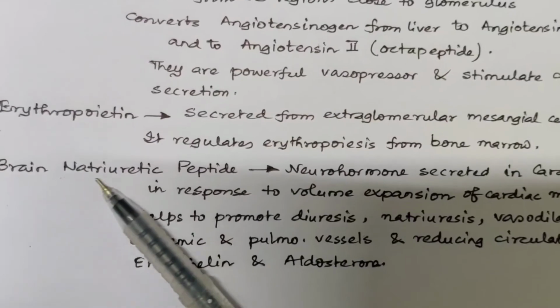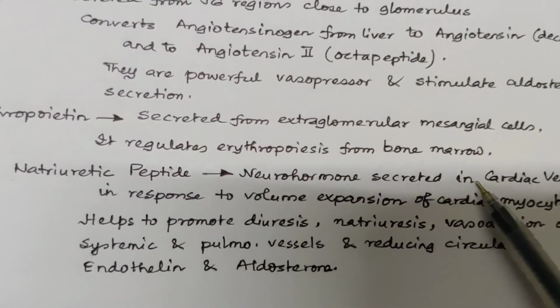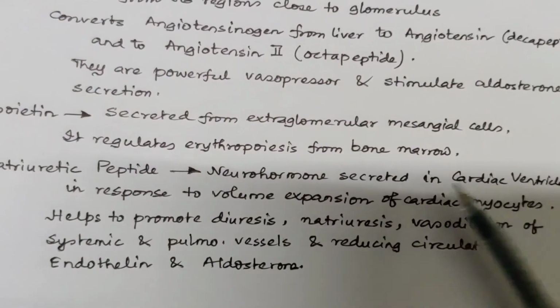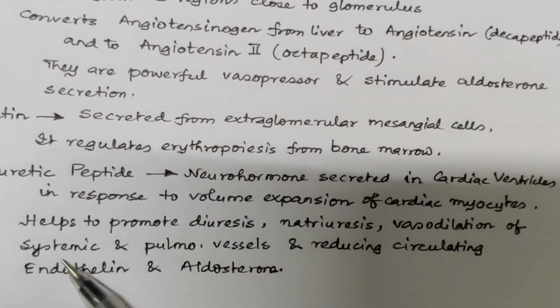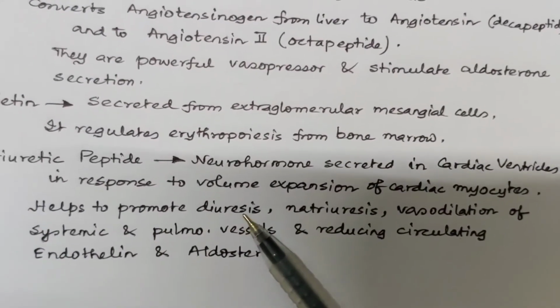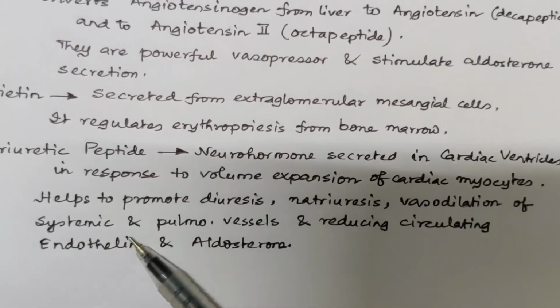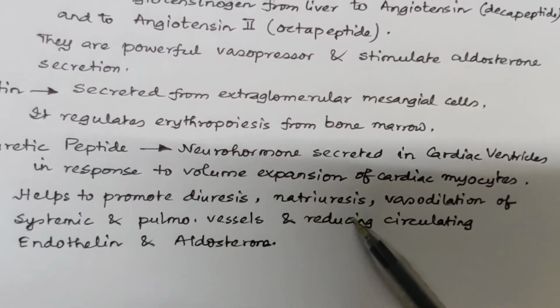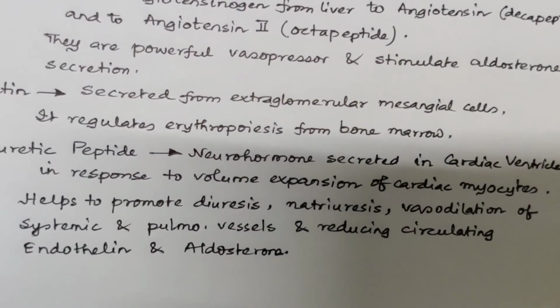Another is brain natriuretic peptide, BNP. It's a neurohormone secreted in the cardiac ventricles in response to volume expansion of cardiac myocytes. It helps to promote diuresis, natriuresis, vasodilation of systemic and pulmonary vessels, and reducing circulating endothelin and aldosterone.